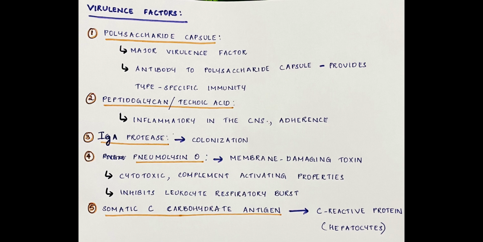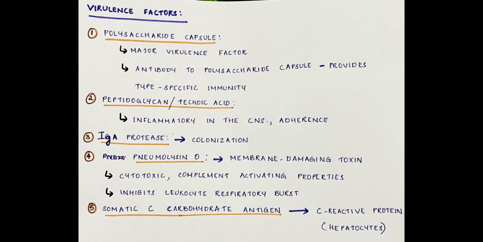Virulence factors. Polysaccharide capsule is the major virulence factor of Streptococcus pneumoniae. Antibody to the polysaccharide capsule provides type-specific immunity. Peptidoglycan or teichoic acid are highly inflammatory in the central nervous system. Teichoic acid also helps in adherence. IgA protease helps in colonization.